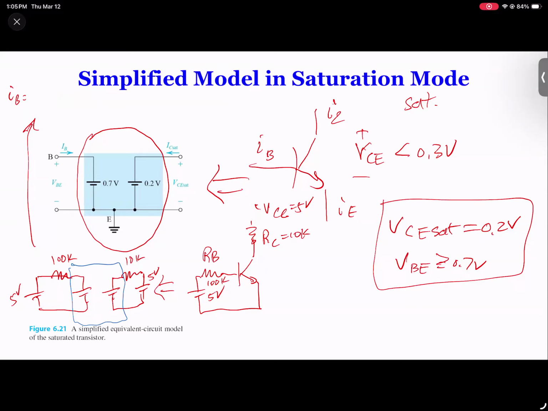Let me rewrite this one, make sure. So it's VB, so 5 volts minus 0.7 is VBE, divided by 100K. That gives you 0.043 milliamps. And on the right hand, we have IC equal to 5 volts minus 0.2 divided by 10K. That gives you 0.48 milliamps. Now, if I divide these two numbers by each other, it's still more than 100, no?